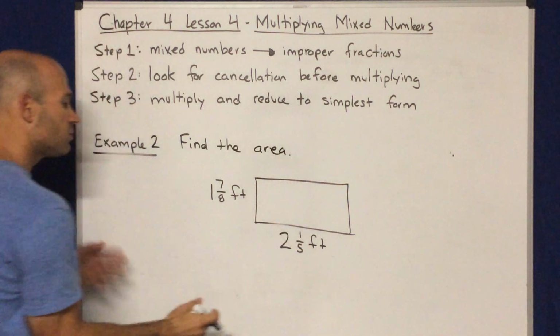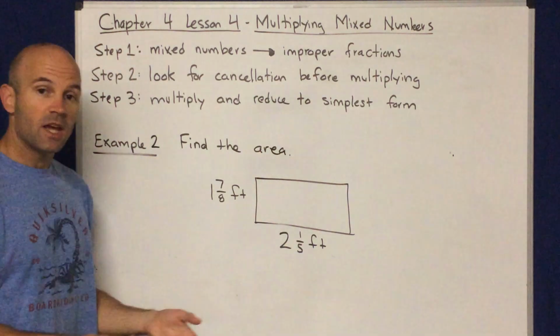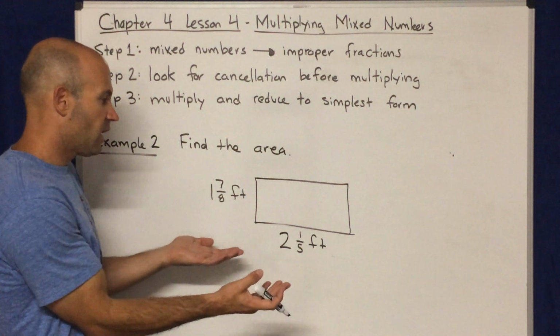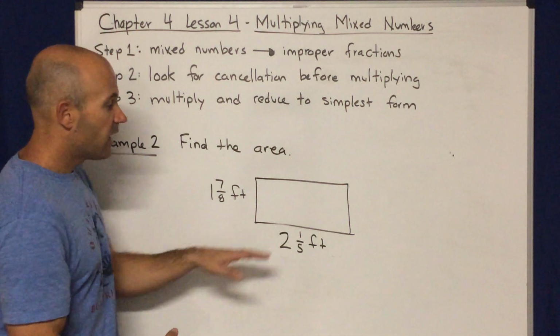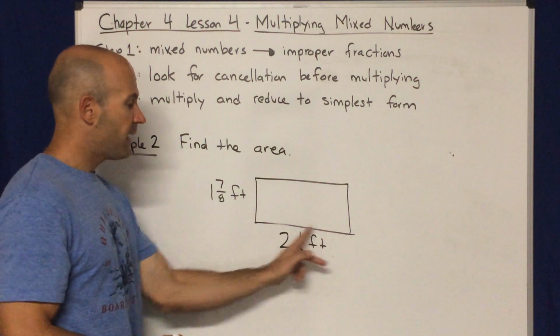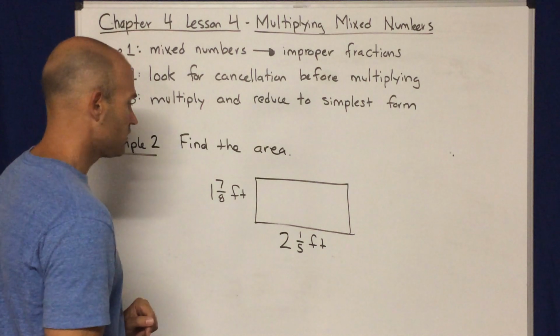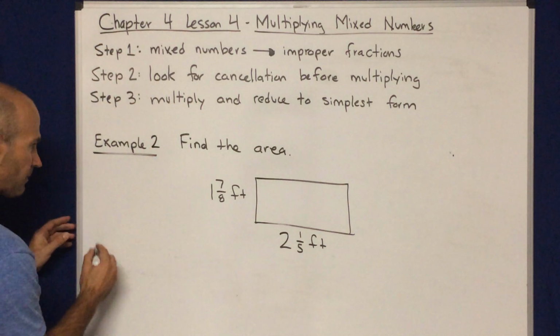And I wanted to just do this example. It's not like the computation we're going to do is significantly different than example 1, but more just to remind us of the area of a rectangle formula. To find the area of a rectangle, we just multiply the base times the height. So we just need to multiply these two mixed numbers. So we'll follow the 3 steps above.